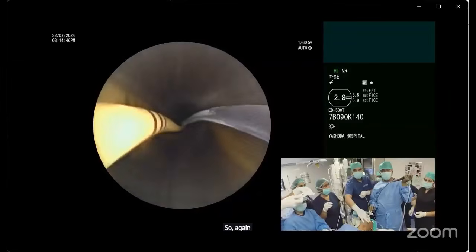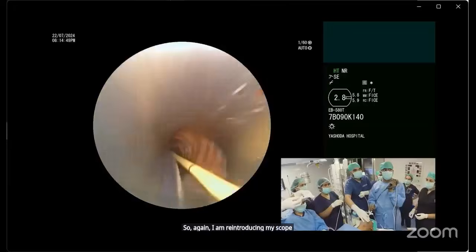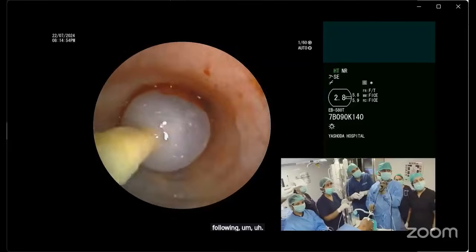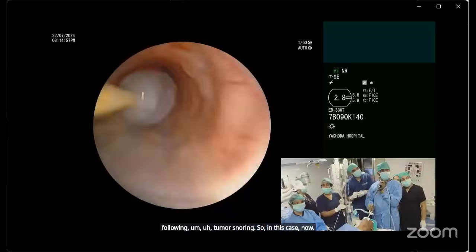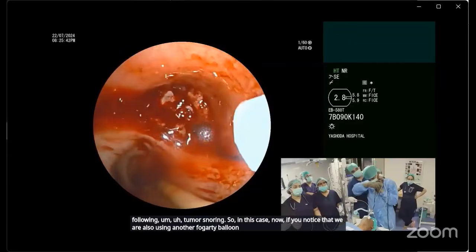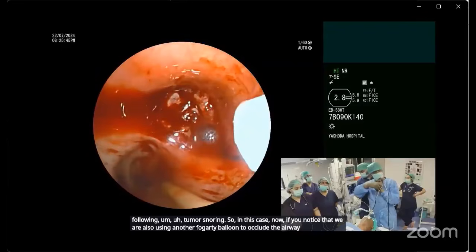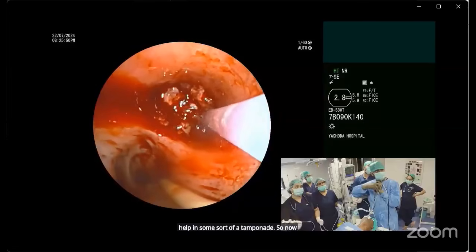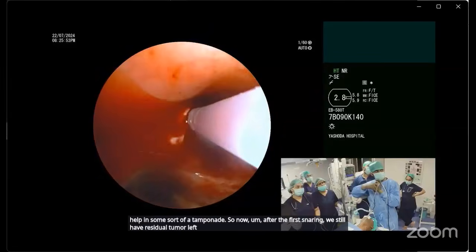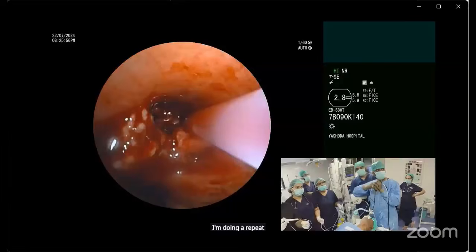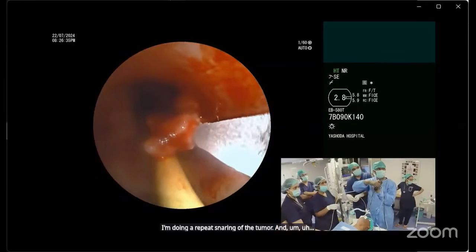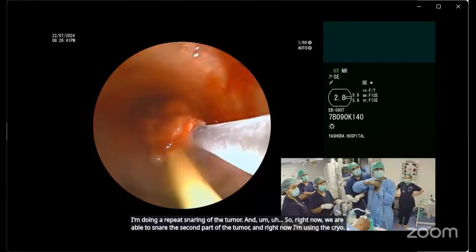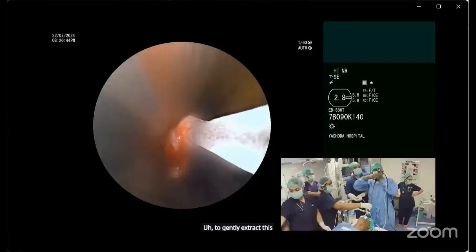Again, I am reintroducing my scope inside the rigid barrel to see the status following tumor snaring. In this case, you will notice that we are also using another Fogarty balloon to occlude the airway from where it was snared, to help in some sort of tamponade. After the first snaring, we still have a residual tumor left in the airway. So I am doing a repeat snaring of the tumor, and right now we are able to snare the second part of the tumor, and I'm using the cryo to gently extract this tumor from the airway.